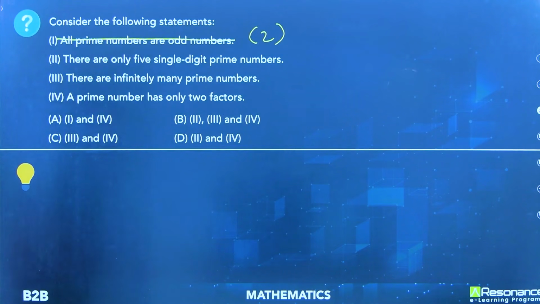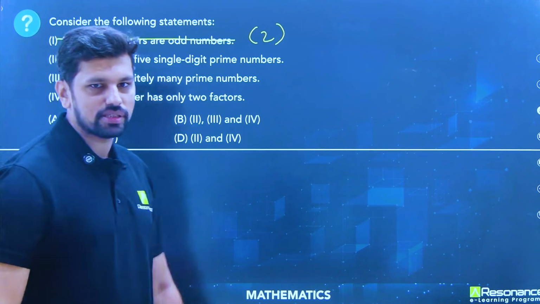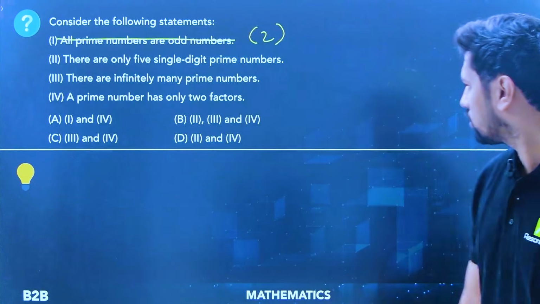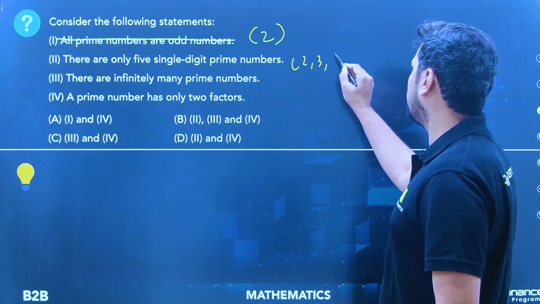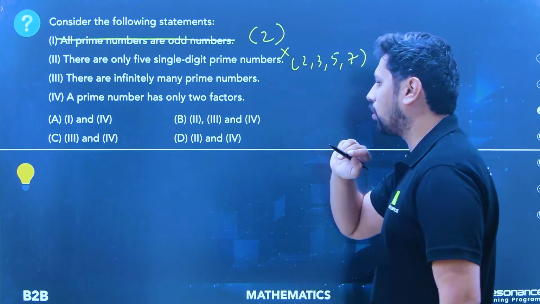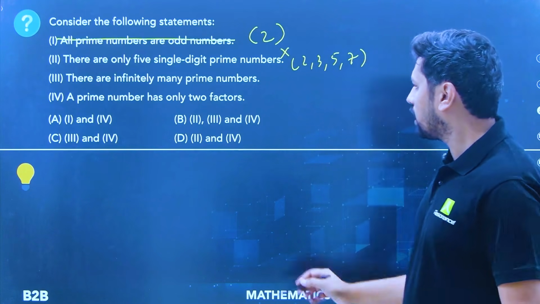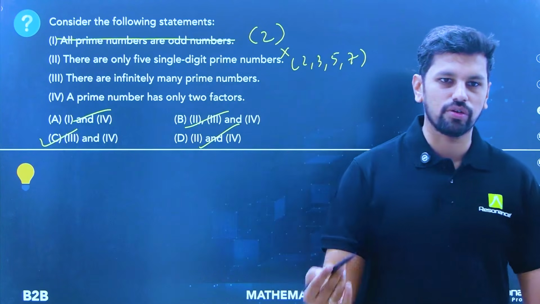Yes. Kaushik, you will get yesterday's notes also. There are only 5 single digit prime numbers. Correct or wrong? Let's say 2, 3, 5 and 7. We have only 4. This is also wrong. So if first and second are wrong, all these options got wrong. So we are left with only C.